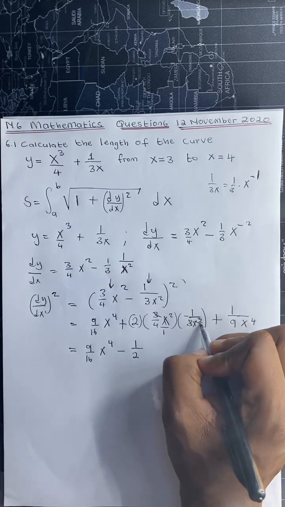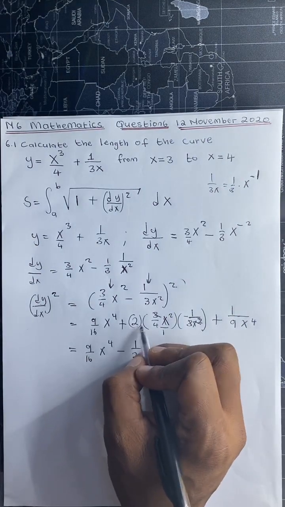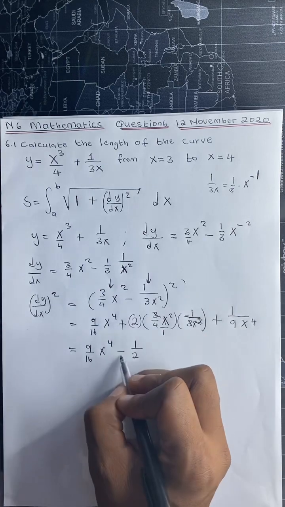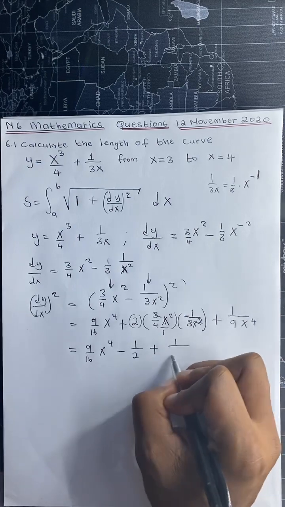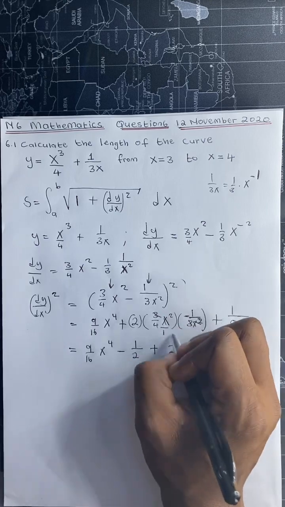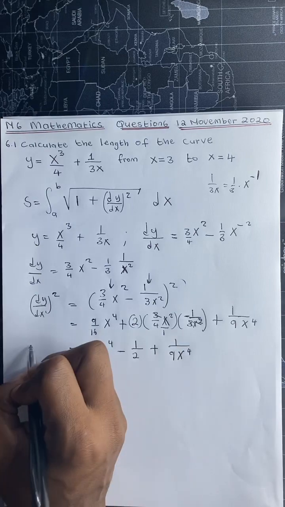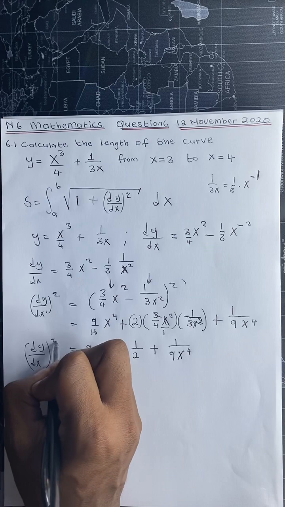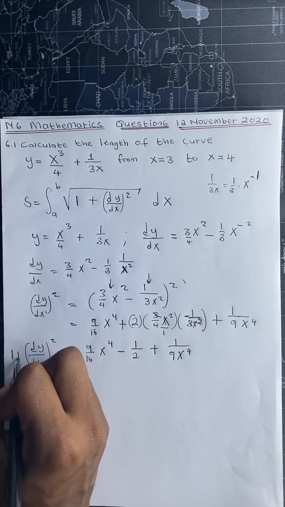So that x squared will cancel out with that x squared, and we'll be left with 2 over 4. And that negative, we must not forget that negative multiplied by that positive will give us this negative. So here we'll be left with 1 over 9x to the power 4. So that 3 and that 3 will cancel, and that x squared and that x squared will cancel, and it will make things easier for us. So we have dy over dx squared. So we have to add 1. In that square root we have to add 1. So let's add it right here.